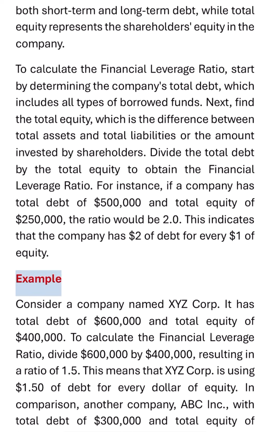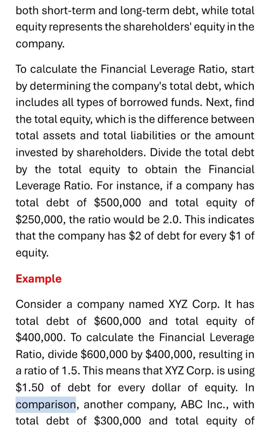Example. Consider a company named XYZ Corporation. It has total debt of $600,000 and total equity of $400,000. To calculate the financial leverage ratio, divide $600,000 by $400,000, resulting in a ratio of 1.5. This means that XYZ Corporation is using $1.50 of debt for every dollar of equity.